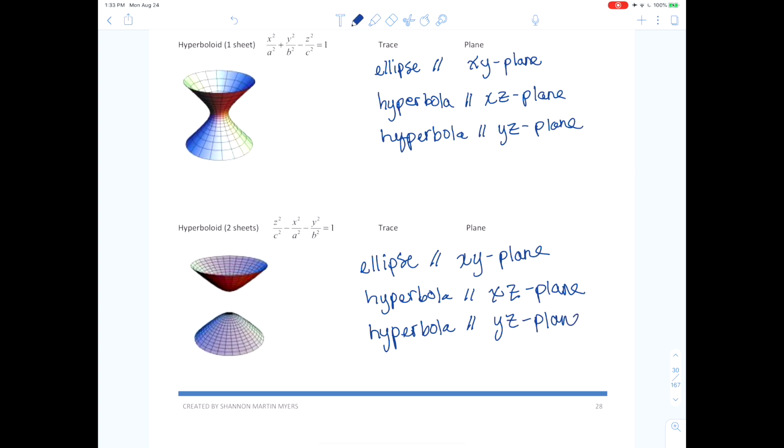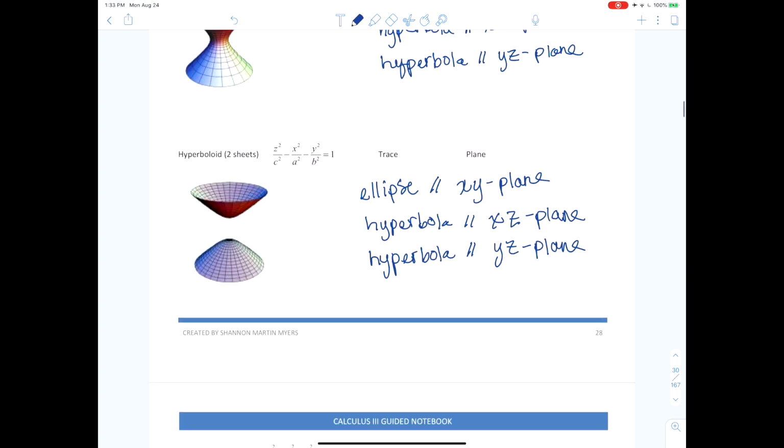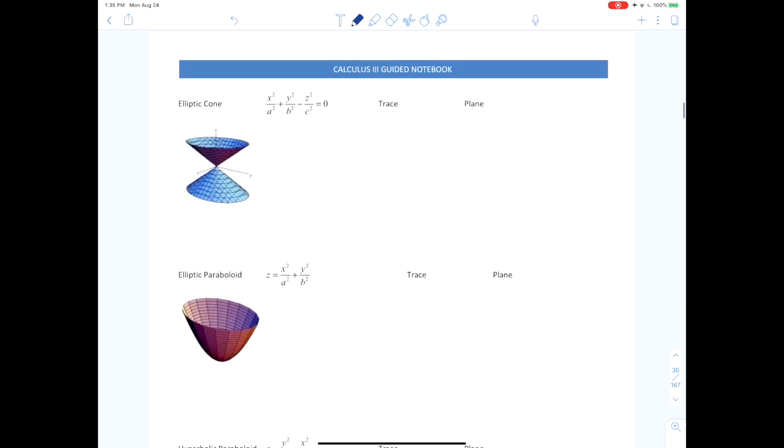All right, moving right along. We've got an elliptic cone, okay? Again, our trace in the XY plane is going to be still an ellipse, the ones that are parallel to the XY plane. And then the other two planes will be beautiful hyperbolas.